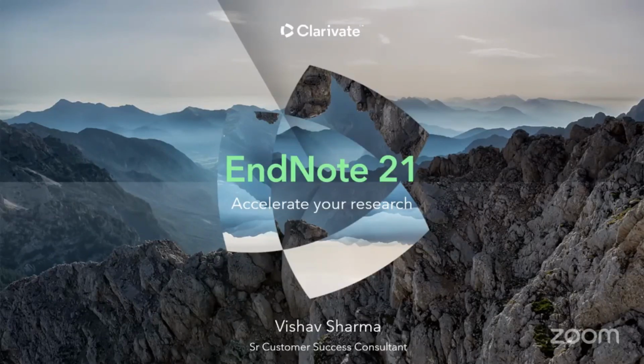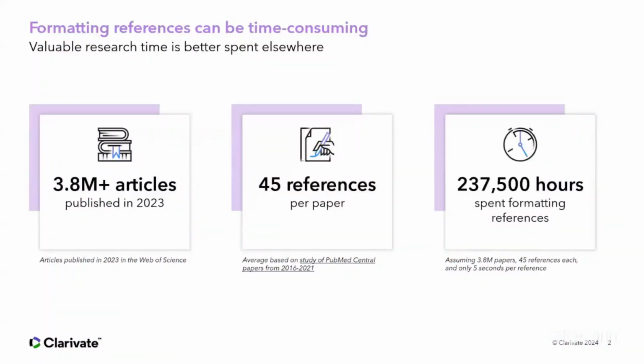Okay, so first of all, EndNote 21. This is a reference management tool by Clarivate, right? And like every other reference management tool, there are two platforms of EndNote. You have the EndNote desktop platform, or the desktop version, which we call EndNote 21. And we also have the online version of EndNote 21. Briefly, here is the presentation on EndNote.